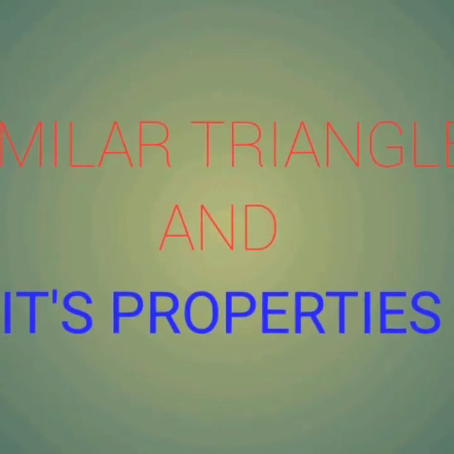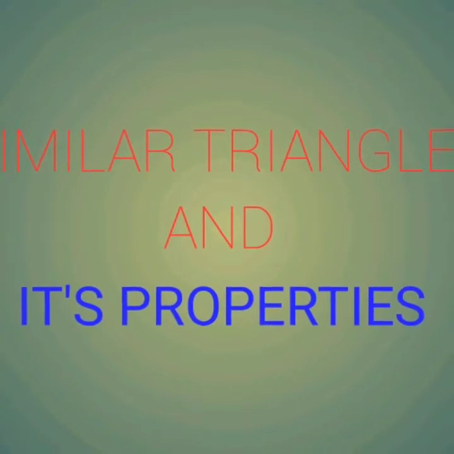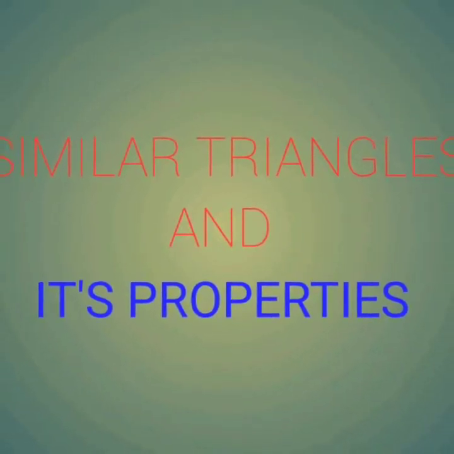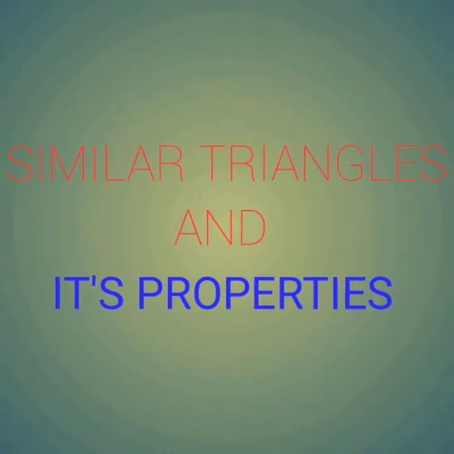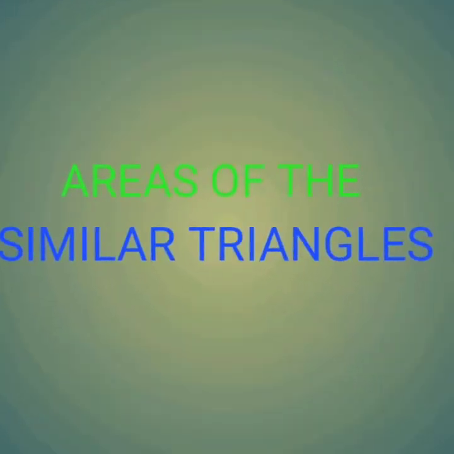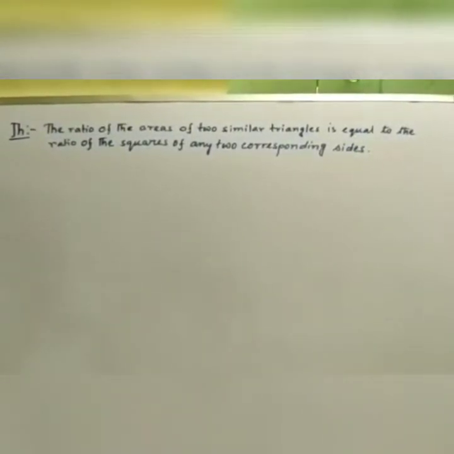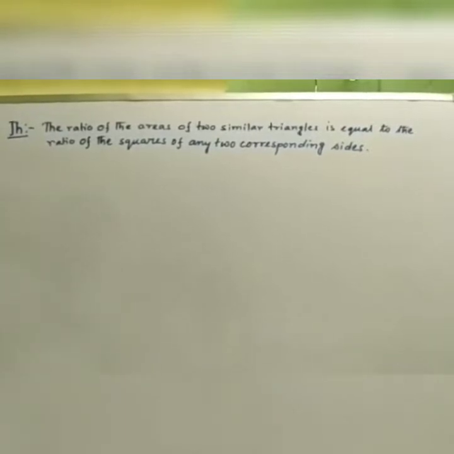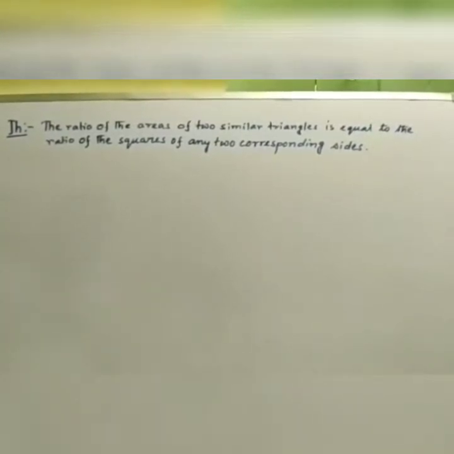This topic is based on similar triangles and their properties. And the first topic is areas of the similar triangles. So let's go for it. This is the most important theorem based on two similar triangles and their areas. So let's see the statement of the theorem.